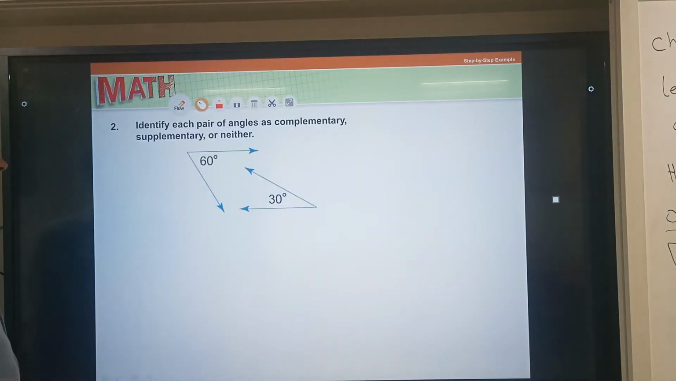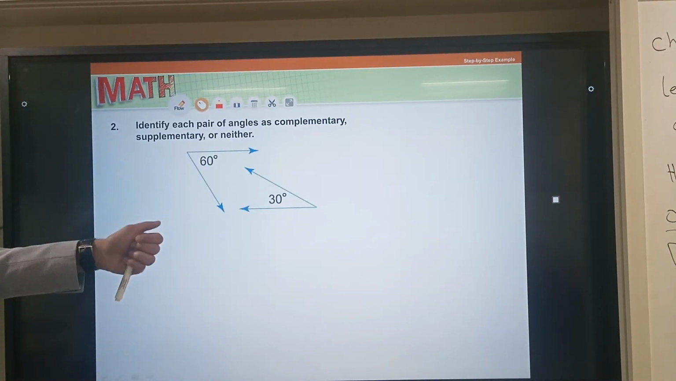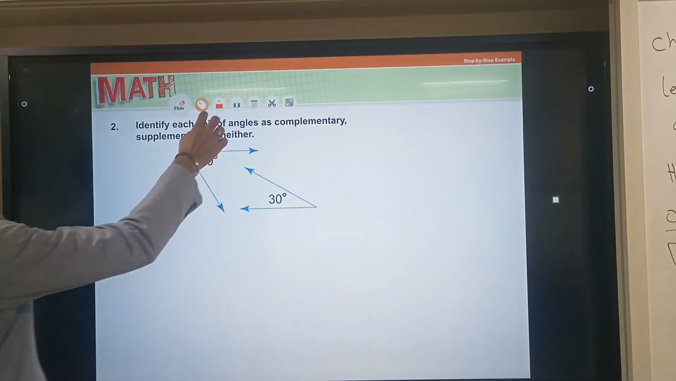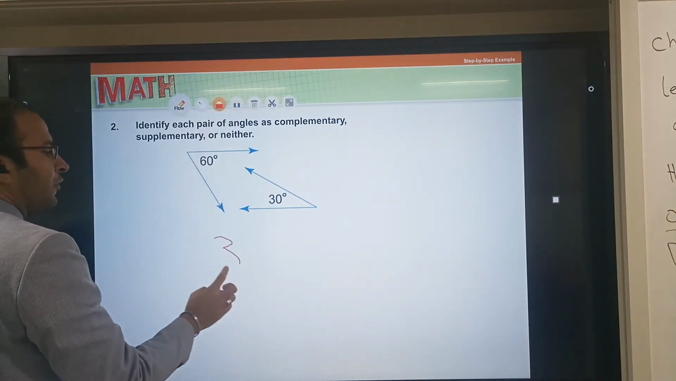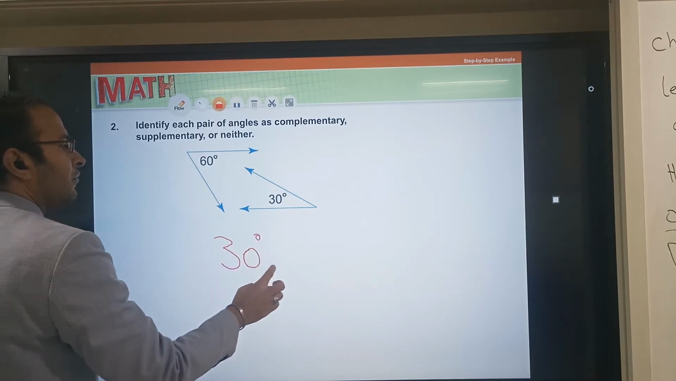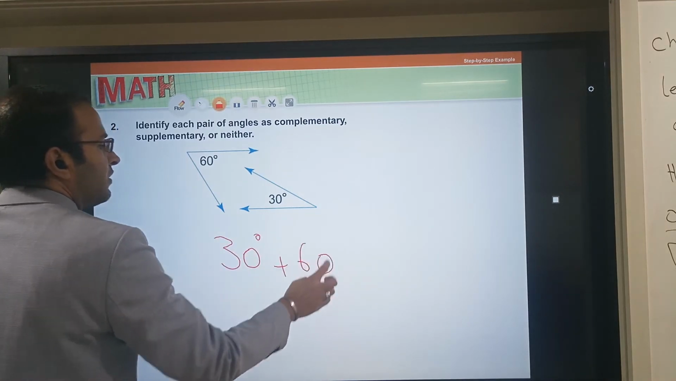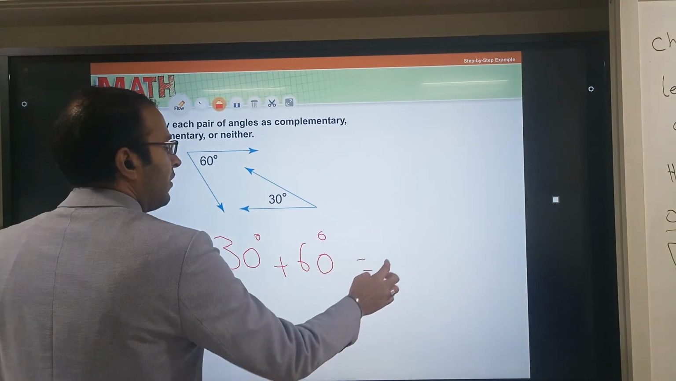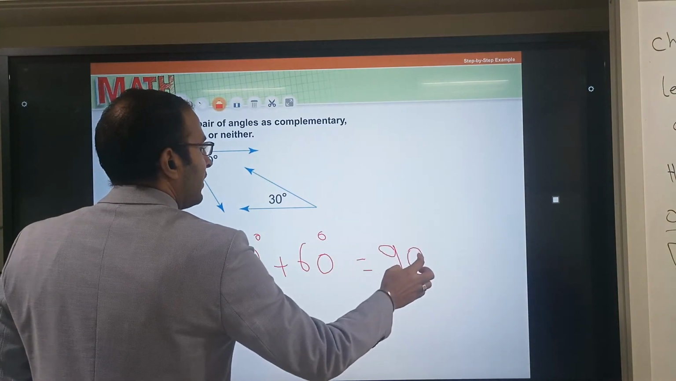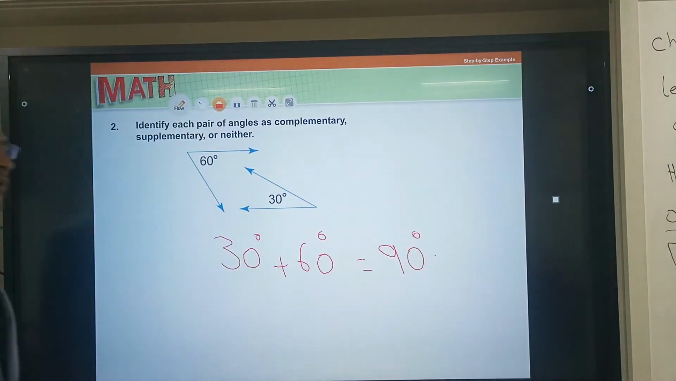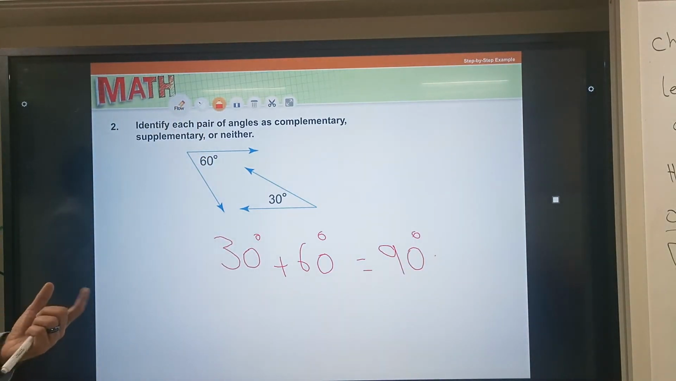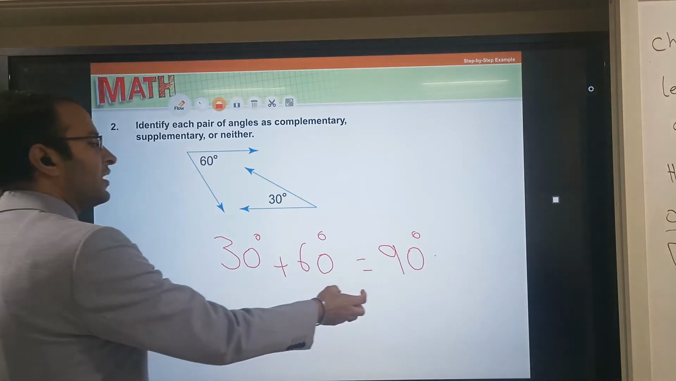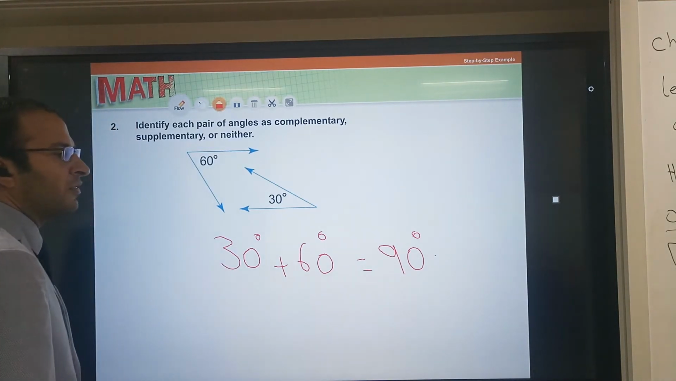So they are supplementary. Another example. If I have an angle of 30 and the other one is 60, what is the relation between them? We will add 30 degrees plus 60, add them together. The sum of them equals what? The sum of them equals 90. So 30 degrees plus 60 degrees must equal 90 degrees. What is the type of this one?